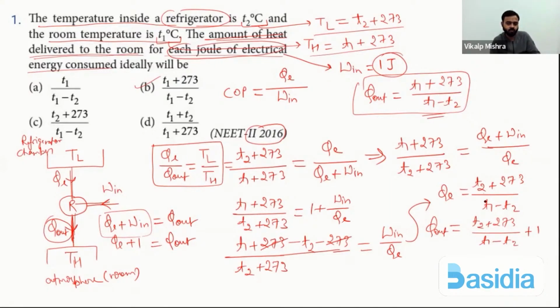Now QE by QE becomes 1, and W in by QE remains here. We transferred 1 to this side, so it will be subtracted. After subtracting, we got QE, because W in is given in the question: each joule of electrical energy, meaning 1 joule. You have to identify this in the question. So put 1 in place of W in, and with QE you will get Q out. Q out is what is asked in the question. Understood? I hope all of you understood.